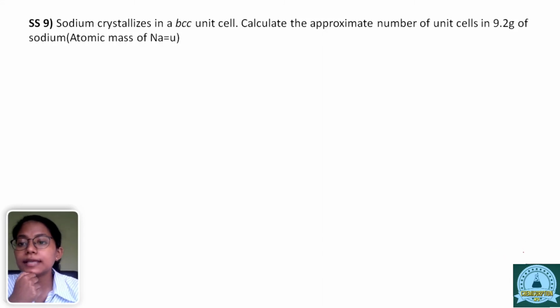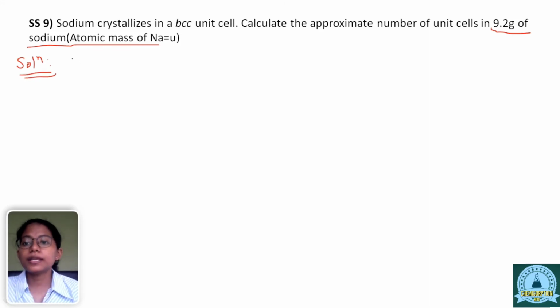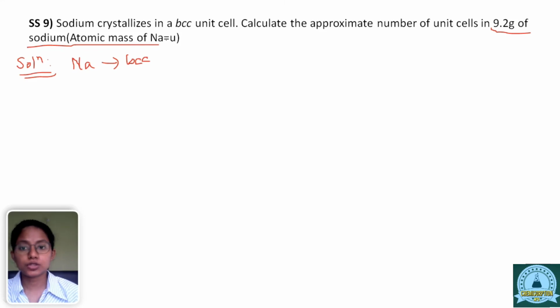So it is saying that sodium crystallizes in a BCC unit cell. Calculate the approximate number of unit cells in 9.2 gram of sodium atom. So the solution: it is saying that sodium crystallizes as a BCC structure, and we have to calculate the number of sodium atoms, or sorry, the number of unit cells present in 9.2 gram of sodium.